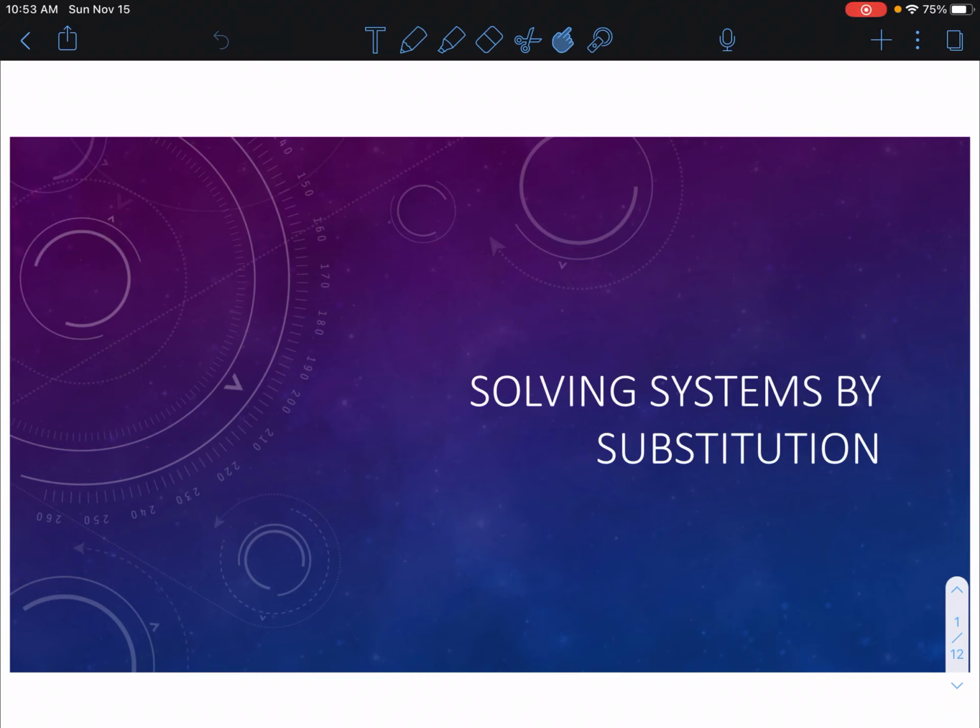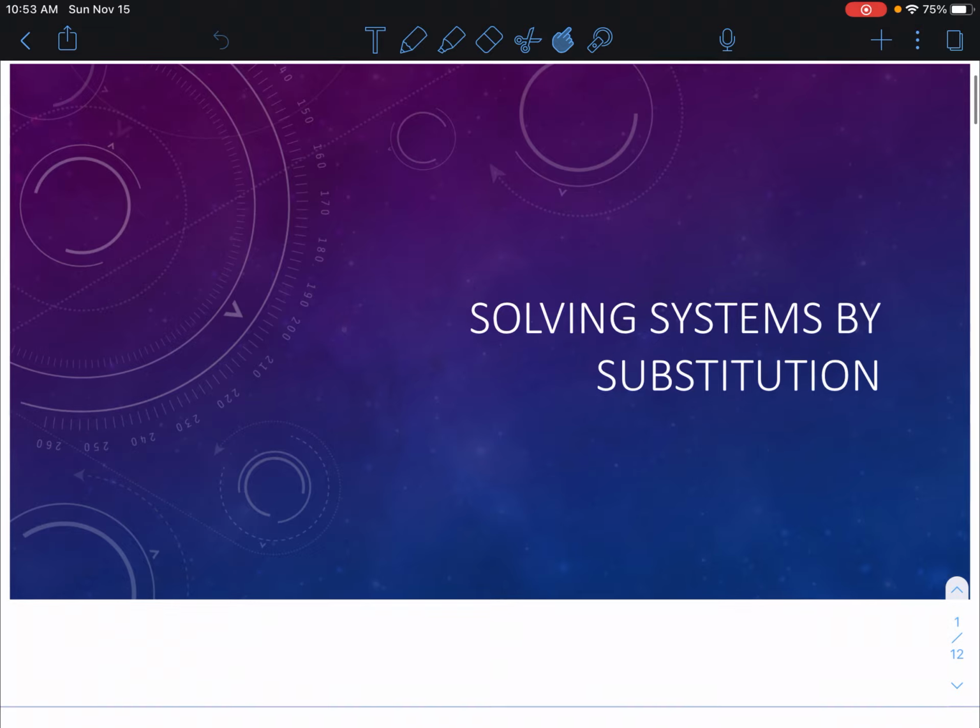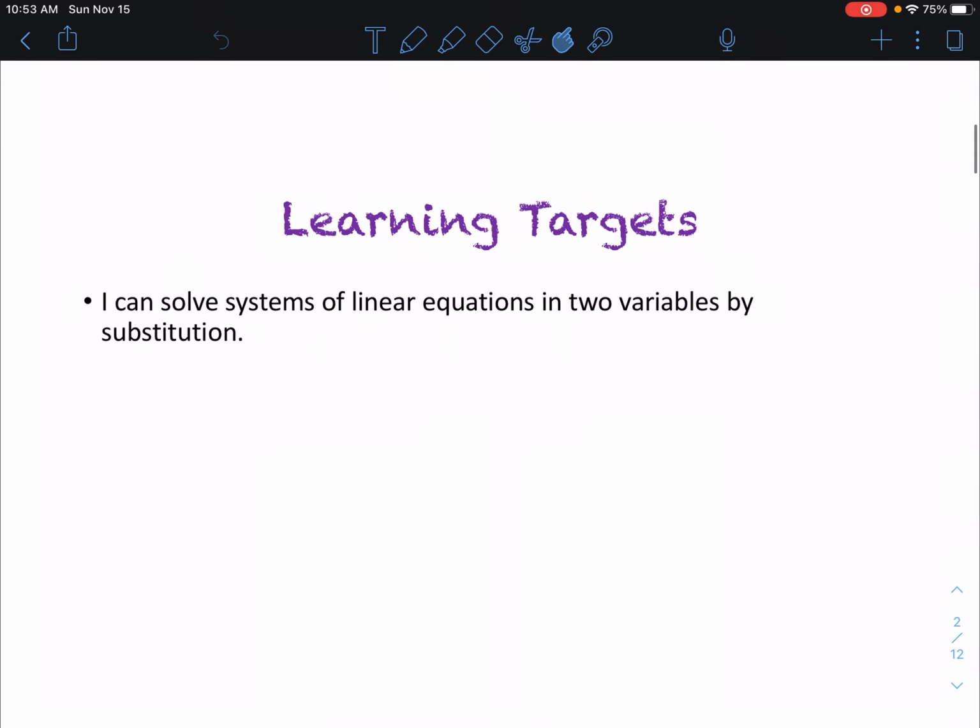Okay, now that we have learned how to start to solve systems, today we're going to start our introduction to solving systems algebraically, and the first way we'll do that is through substitution. So that is our learning target.